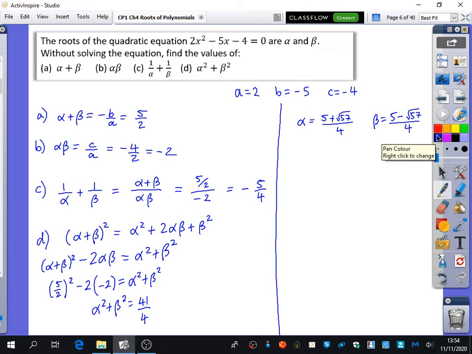And it works with complex numbers as well. It won't just be for real numbers. It will also work for complex numbers too. So let's go on to another question.